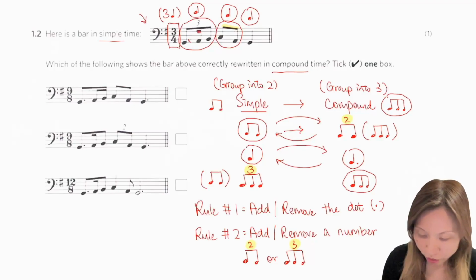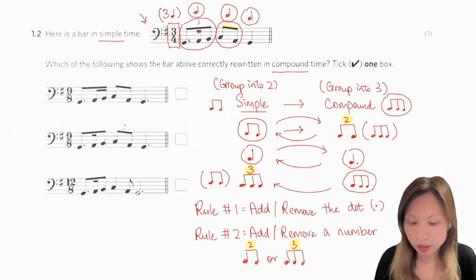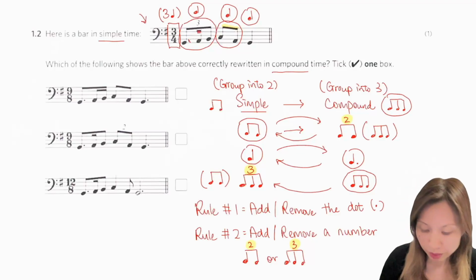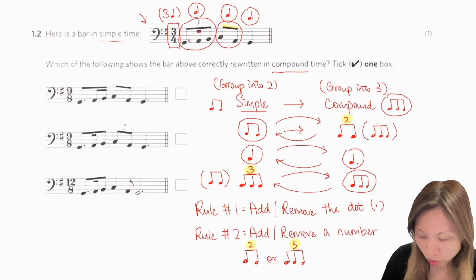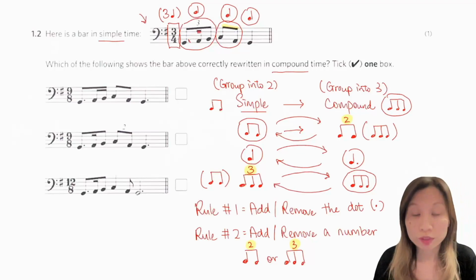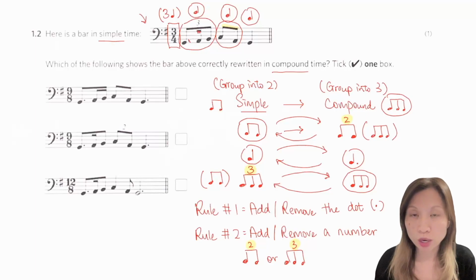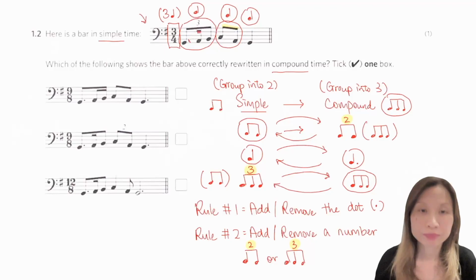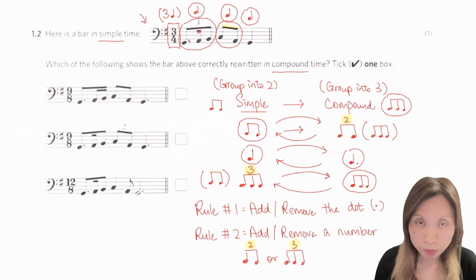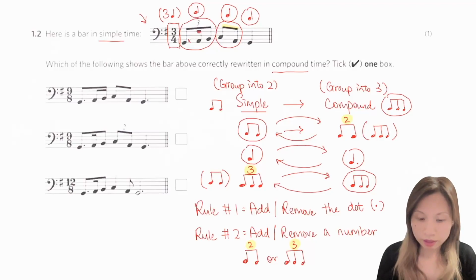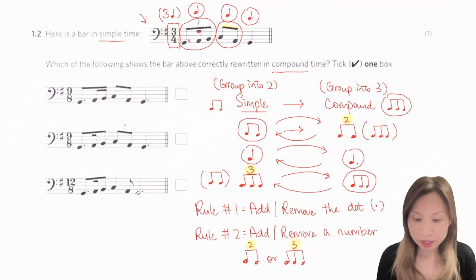So if you are changing from compound time to simple time, you will add a 3. But if you are going from simple time to compound time, you would remove the 3. Okay? So you just need to add a number 2 on top of a group of 2 notes to make it into a duplet, or you add a number 3 on top of a group of 3 notes to make it into a triplet.